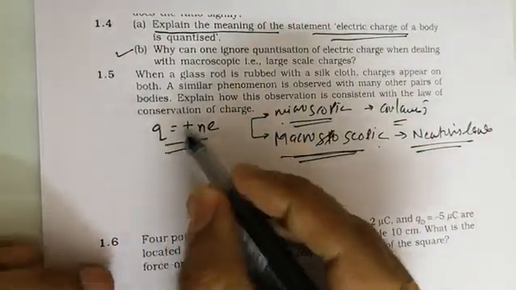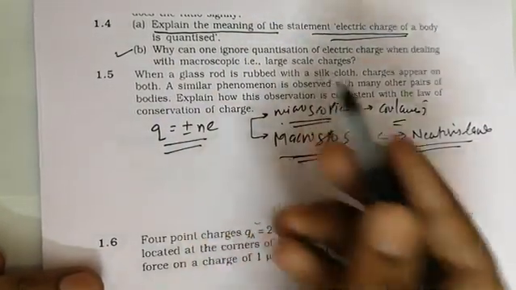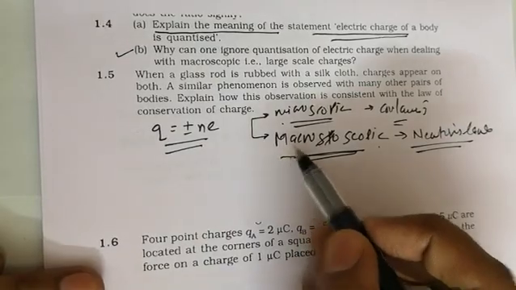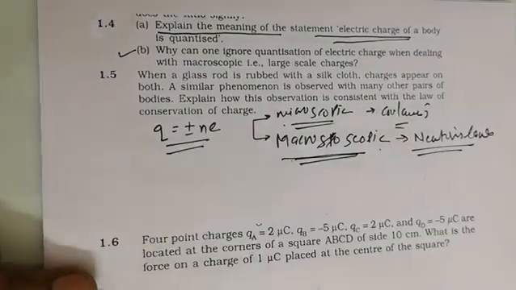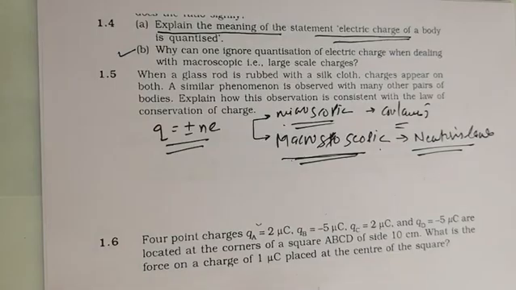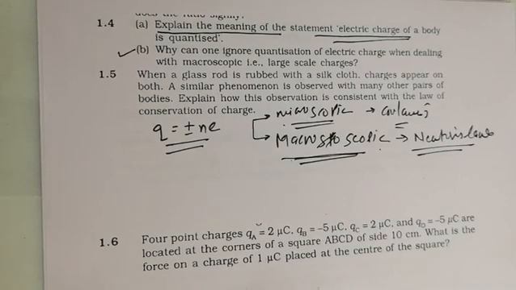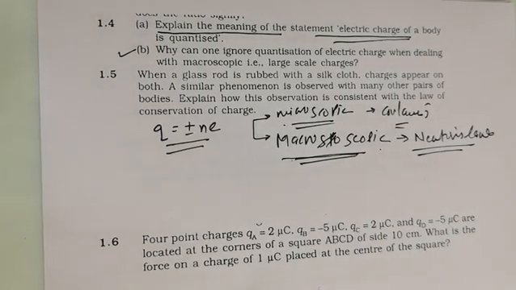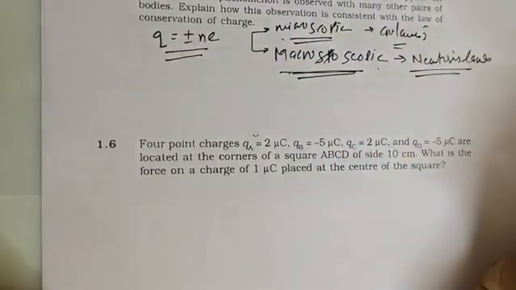So we can use Q equals plus or minus Ne. So why can we ignore quantization of electric charge? Because the electron's charge is very much micro in nature, and for that we use Coulomb's law. So you can also use Coulomb's law's limitations. There are two limitations widely used. The very first is that it is applicable to very tiny charges, and the second is that whenever two or more than two charges are there, we have to use the superposition theorem.